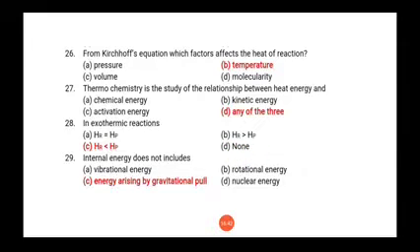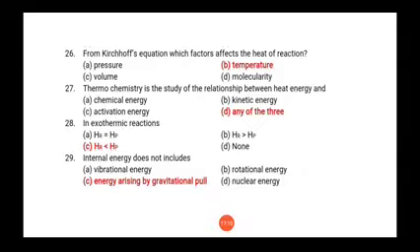We all know that in exothermic reactions heat is produced, so enthalpy of product is always higher. So the correct option in this question is option number C, that is HR less than HP. Enthalpy of products is always higher than enthalpy of reactants.